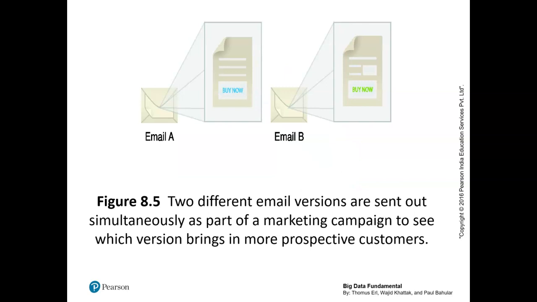So, to do some experiment with two different emails or two different data sets or big data, we send two emails, and then we check which email brings more customers for us, right? So two different email versions are sent out simultaneously, at a time, as a marketing campaign, to see which version brings more prospective customers. Usually in data mining we do these kinds of experiments in marketing analytics and then see the results, especially when you have a huge number of emails being spread to different customers around the country.